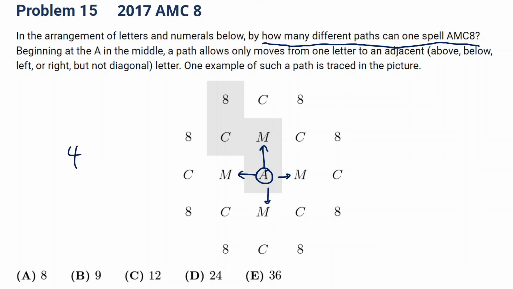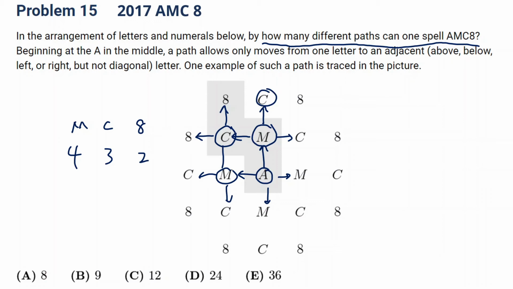So 4. And then, because you can see here it's all symmetric, for any M, you have 3 different ways to go to a C. For any M, it's all 3 different ways. And once you land on a C, you have 2 different ways to go to 8. For any C, there are 2 ways. So it's actually 4 times 3 times 2, that is 24. That's an interesting one.